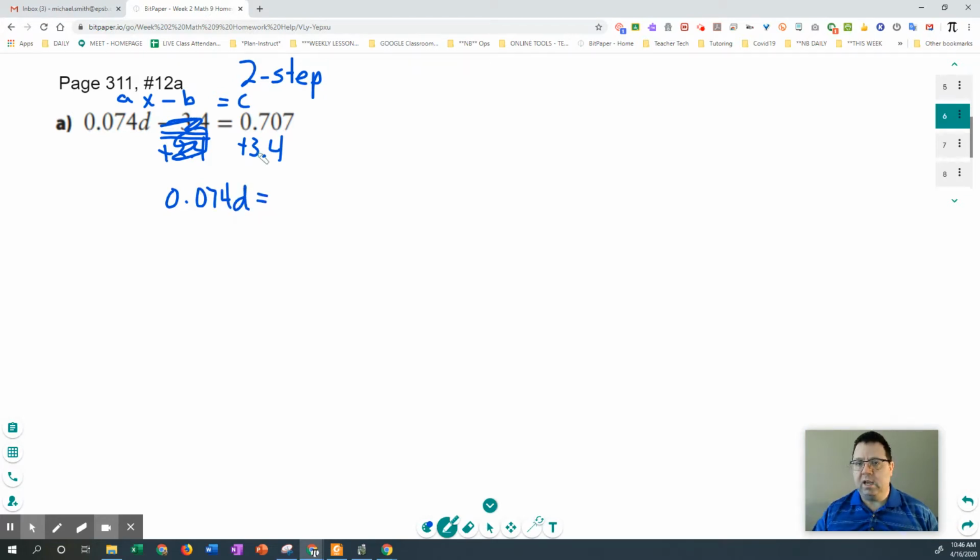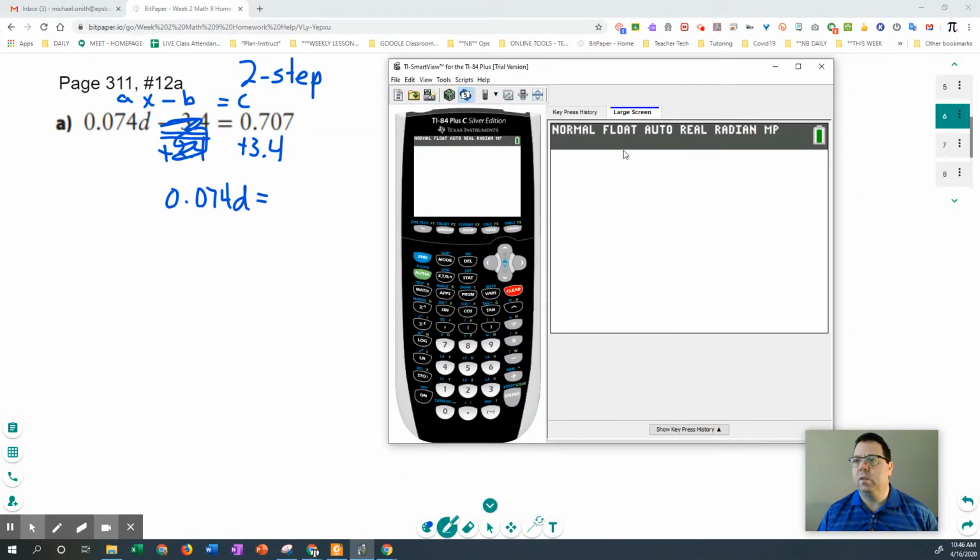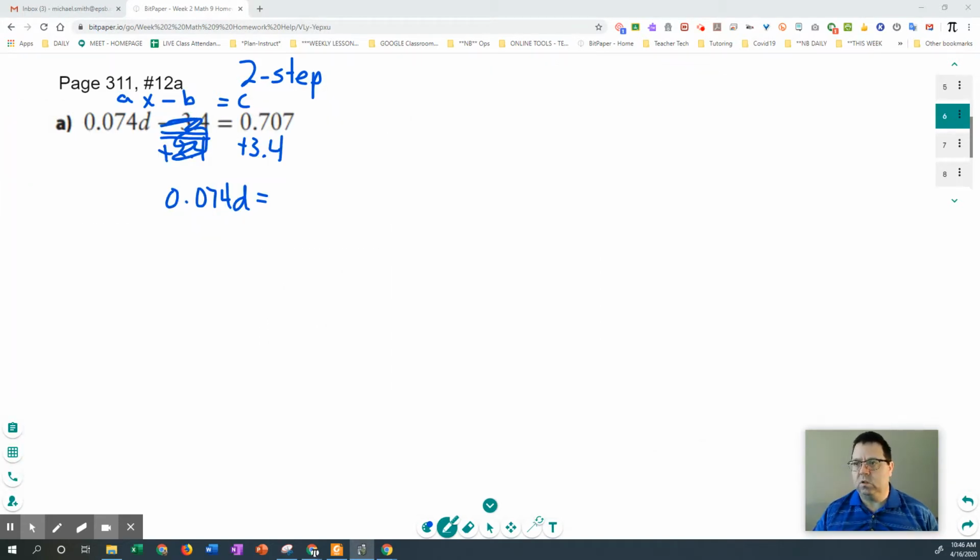And you have 0.074D on the left. And let's just grab the calculator. Drag it over here if the calculator will cooperate. Thank you. All right, I don't expect you to do this the long way. Essentially what you have is 0.707 plus 3.4, and that's equal to 4.107. All right, so now what are we left to do?